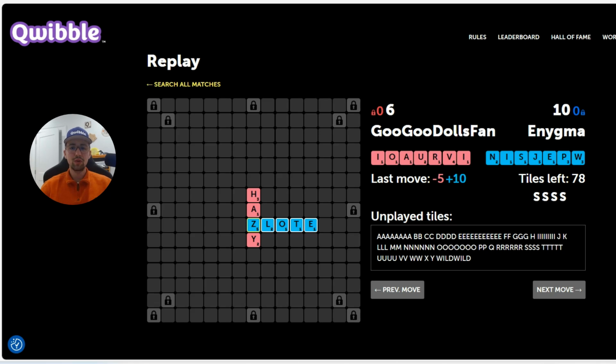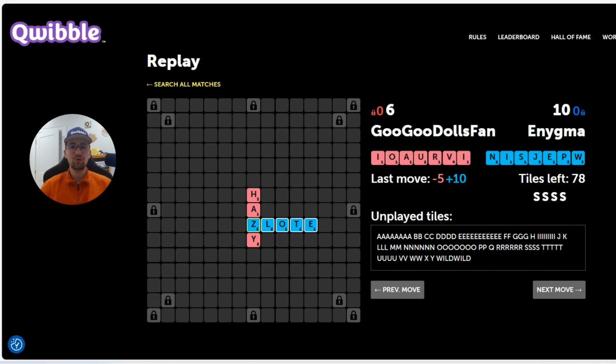My next rack was not very good. As you guys can see, I had I-O-A-U-R-V-I, so 5 vowels as well as the V. Now, there wasn't really a way for me to steal the high point Z back, because I'd need to play through the letters in Zloty, and there's no way to do that. Zloty actually doesn't even take an S, so this was a very smart play by Carl.